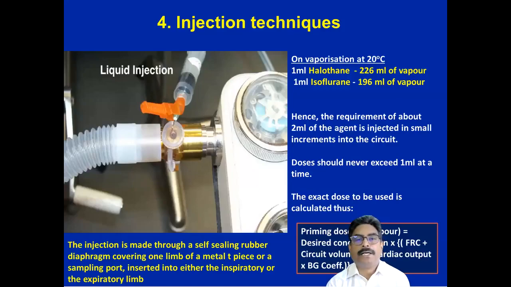And the fourth method is directly injecting the inhalation anesthetics into the breathing circuits, inspiratory or expiratory, through a special plastic seal rubber diaphragm. In theory, 1 ml of halothane gives 226 ml of vapor and 1 ml of isoflurane gives 196 ml of vapor. In the first 10 minutes, we need 500 ml of vapor, so you need 2 ml of the anesthetic agent. It should be given in small packets. Or you can directly calculate the exact priming dose depending upon the formula, that is desired concentration into FRC plus circuit volume into cardiac output into blood gas coefficient.